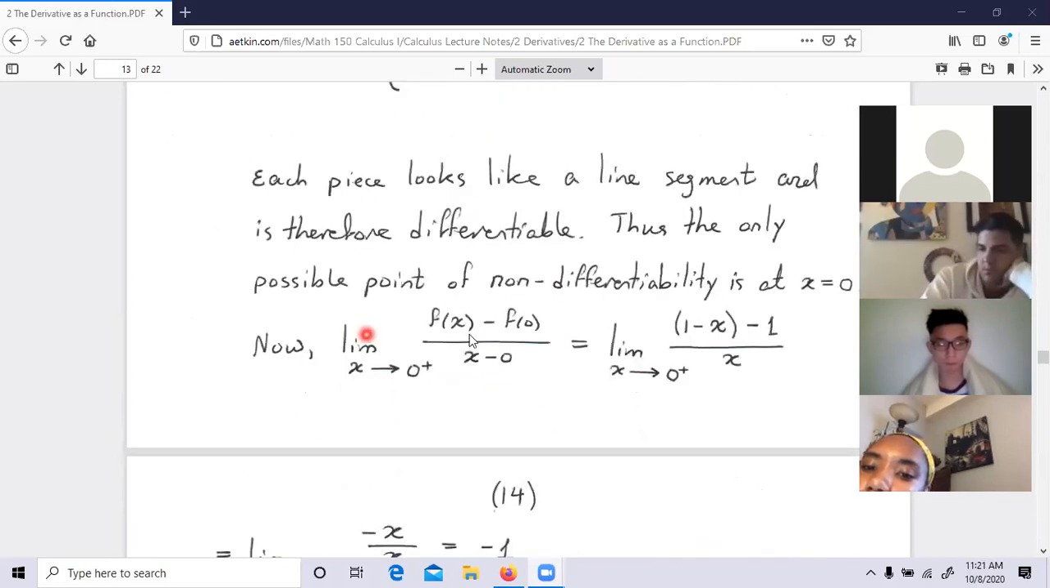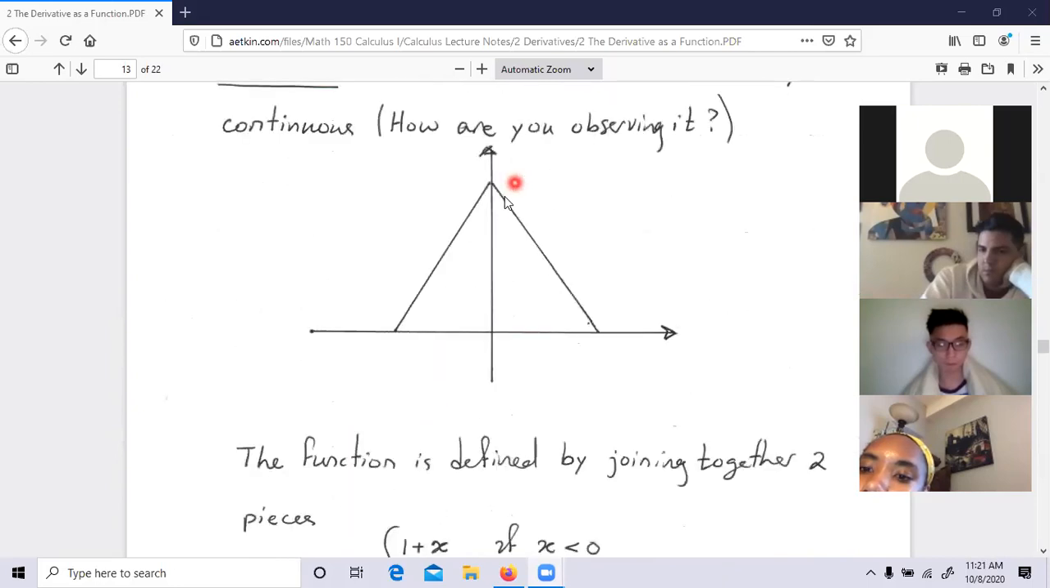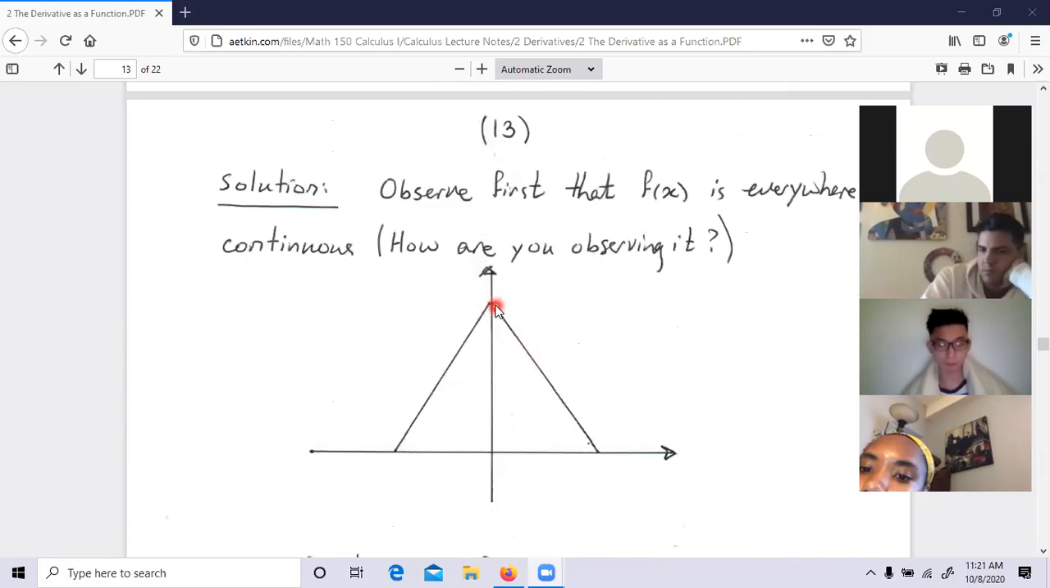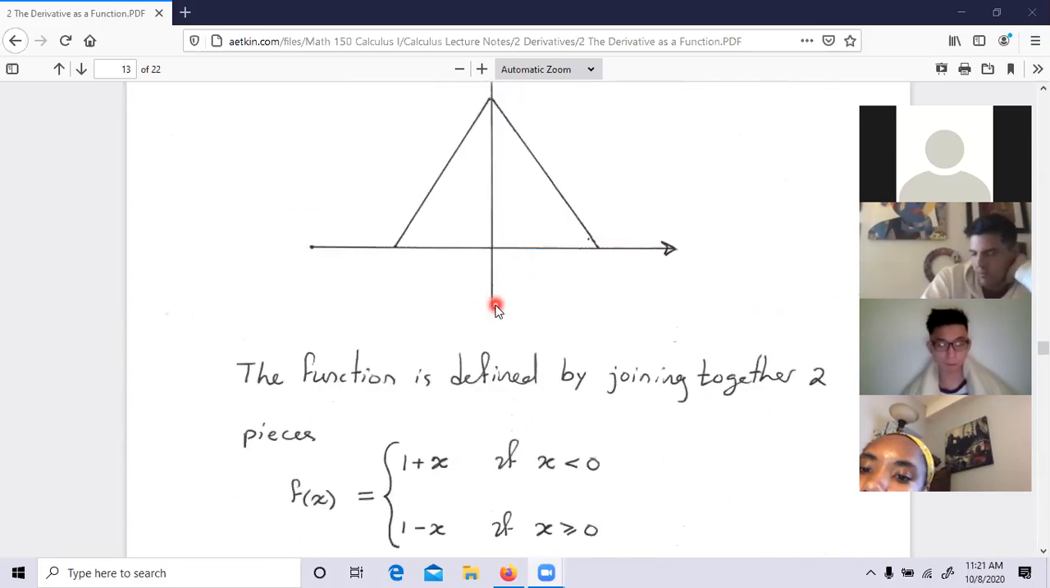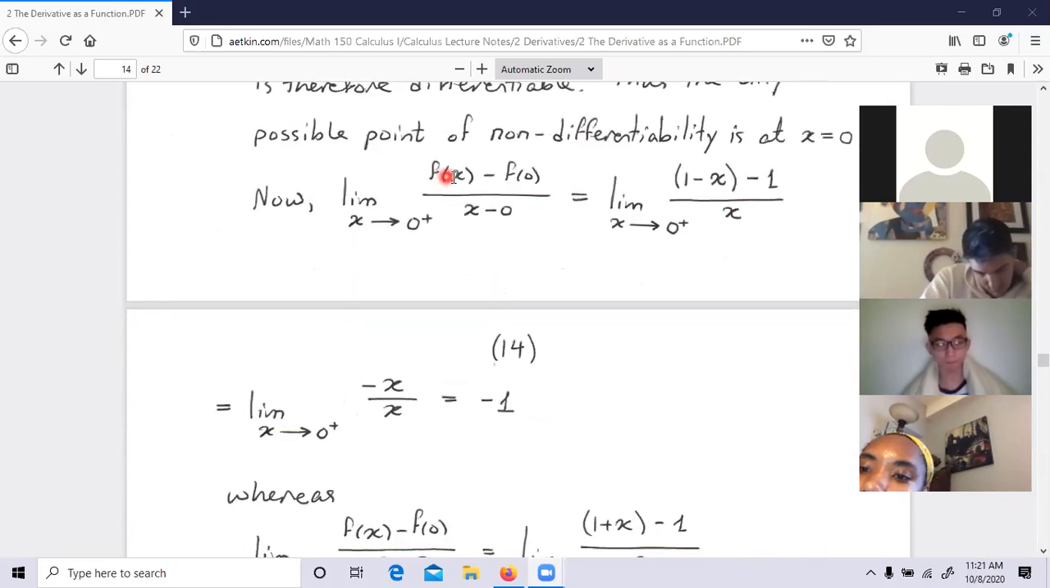Here is this calculation at 0 done formally, right? So I push x to 0 plus. If I push x to 0 plus, that means that I'm located on this line, and of course I will find slope to be -1. Why that way? You can see, f of x minus f of 0, it's 1 minus x minus 1 over x. When you simplify it, it's minus x over x. Cross out the x's, it's -1.